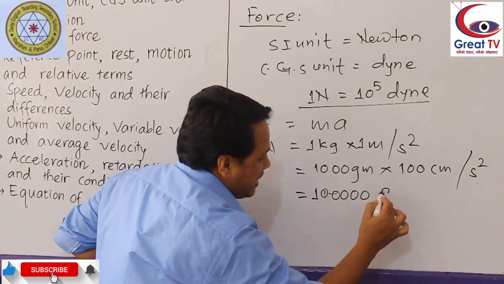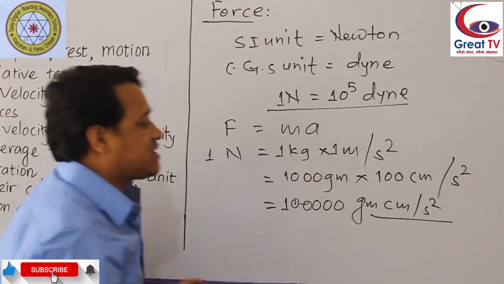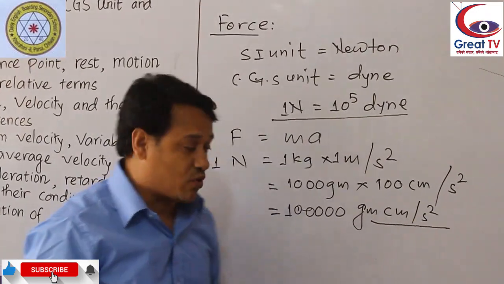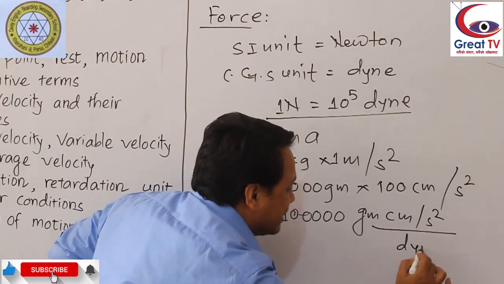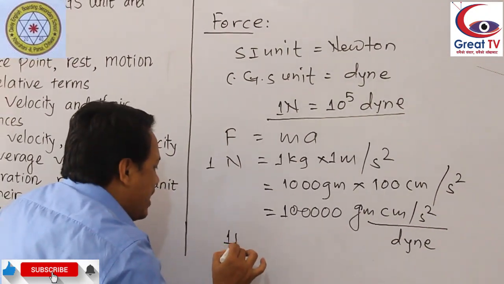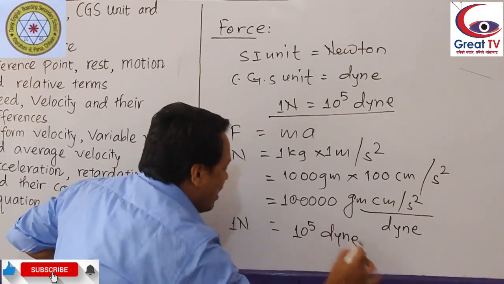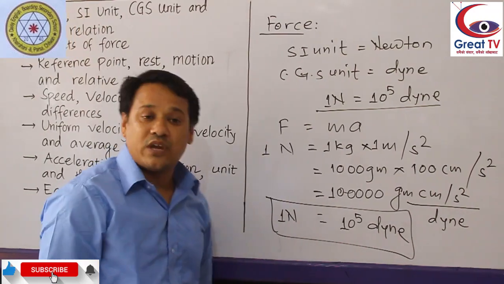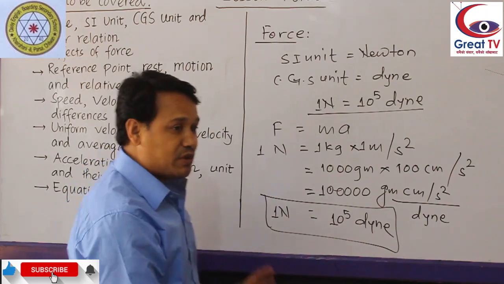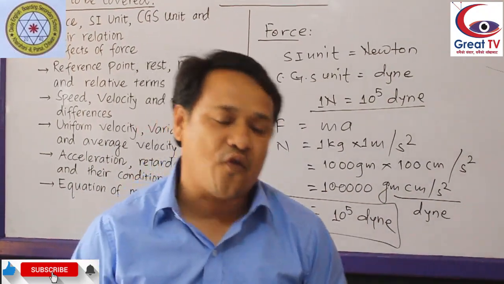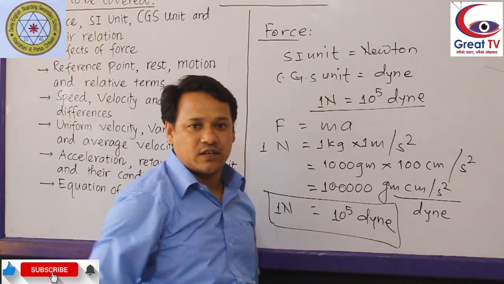Now the remaining unit is gram centimeter per second square. This term, gram cm per second square, is considered as the dyne. That's why we say 1 Newton equals 10 to the power 5 dyne, 1 lakh dyne. So this is the relation between the Newton and dyne, the relation between the SI unit and CGS unit of force.